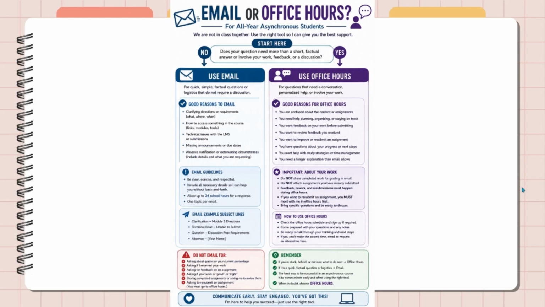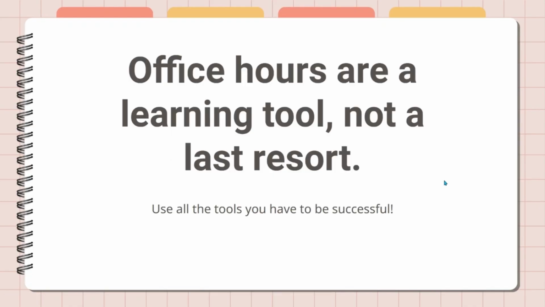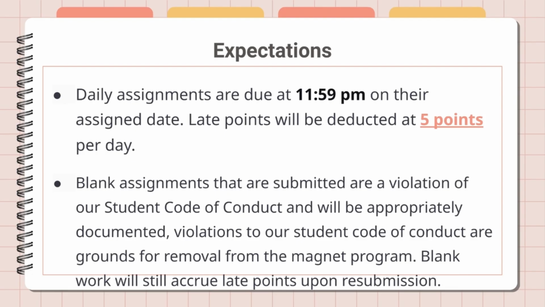So, a good litmus test to look at if you would come to office hours or use email: if it requires more than a short factual answer or involves your work, feedback, or a discussion, if you can answer yes to any of that, come to office hours. If it just needs a brief, simple, factual response and does not require a discussion, you can use email. You have access to this on your course module as well. And just remember, office hours are a learning tool, not a last resort. Use all of the tools you have to be successful.